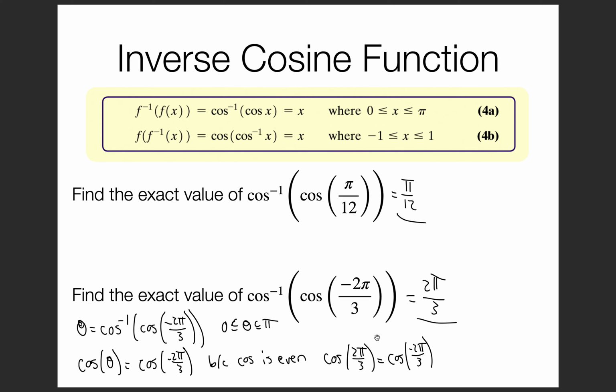Because of that fact, I know that the cosine of positive 2 pi over 3 is the same as the cosine of negative 2 pi over 3, because cosine is even. So I'm thinking 2 pi over 3, does that make sense? Is it between 0 and pi? Yes, and so that's the answer. Okay, so that's inverse cosine.